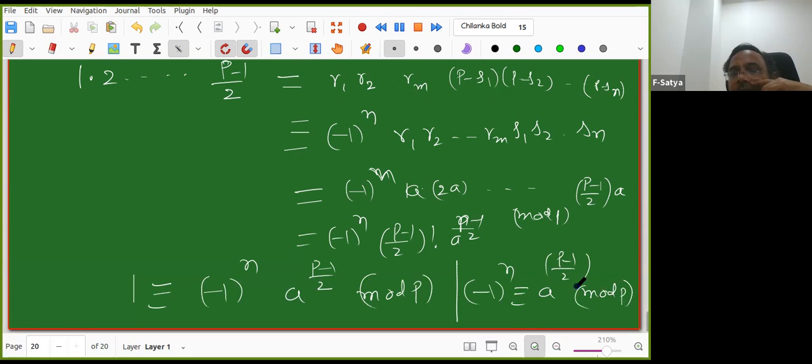But by Euler's criterion, which I am using since I already proved it, A power P minus 1 by 2 tells whether A is a quadratic residue or non-quadratic residue. That is exactly A by P. So this is the value of A by P. This is the Gauss lemma. We proved Gauss lemma. Actually, I thought that I could not prove it, but I proved that. I'll stop here.